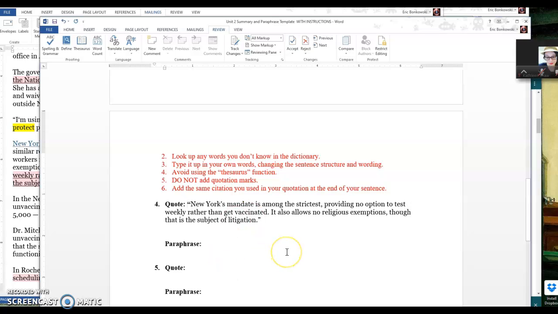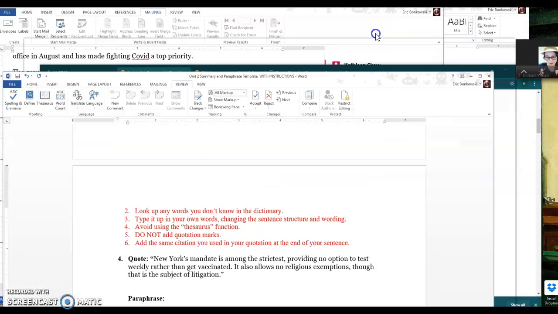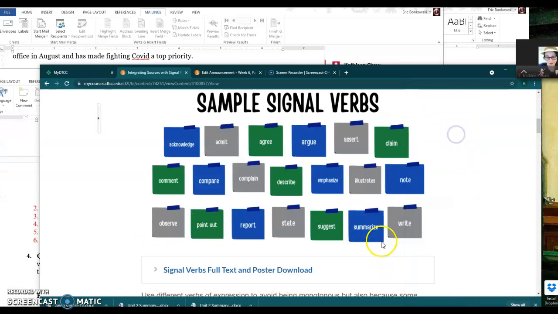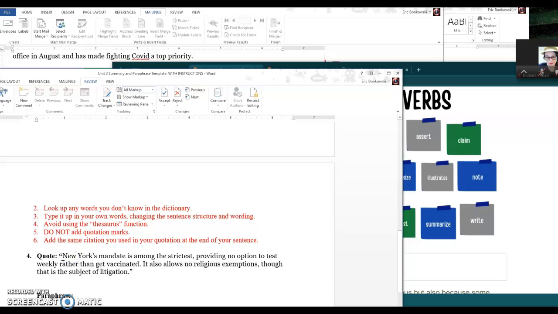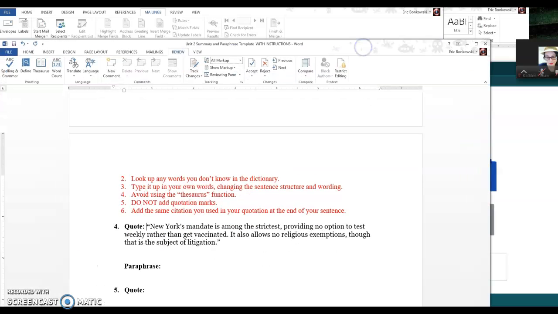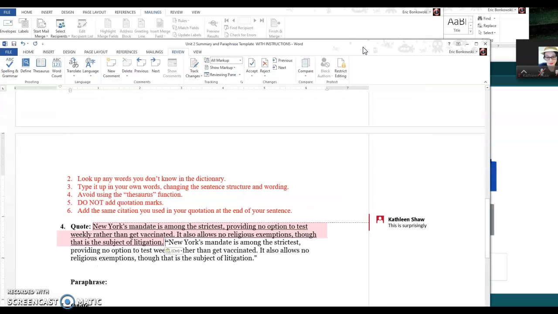I'm going to say, look back. So I'm going to pick a verb. I like the verb point out, points out. So we're going to say, that's not what I meant to do.